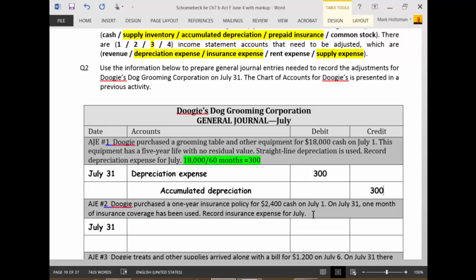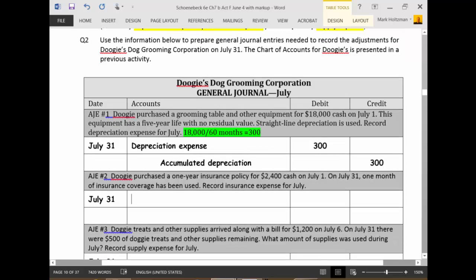That was pretty easy. Now let's do one that's a little more interesting. Doogie purchased a 1-year insurance policy for $2,400 in cash. On July 31st, 1 month of insurance coverage has been used up. Record insurance expense for July. How much insurance did the company use up? They used up 1 month of insurance. So how would you calculate the value of 1 month of insurance?